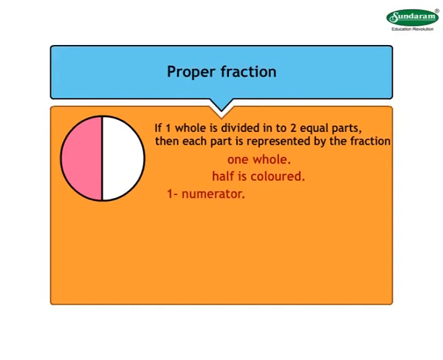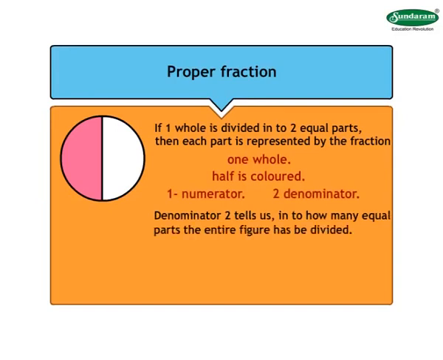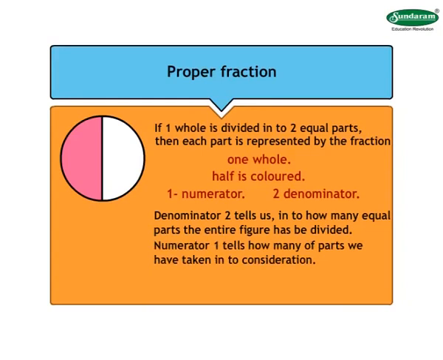1 is the numerator, 2 is the denominator. Denominator 2 tells us into how many equal parts the entire figure has been divided. Numerator 1 tells how many of the parts we have taken into consideration. Since denominator is greater than numerator, 1 upon 2 is a proper fraction.